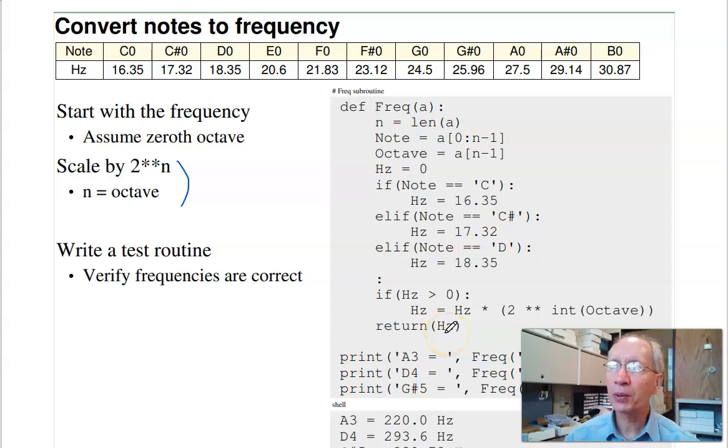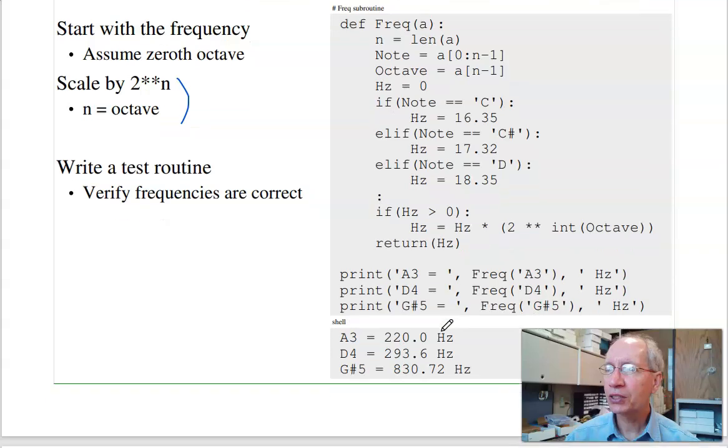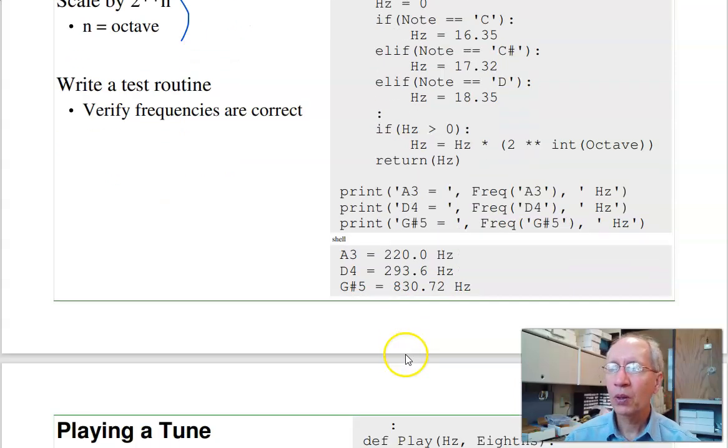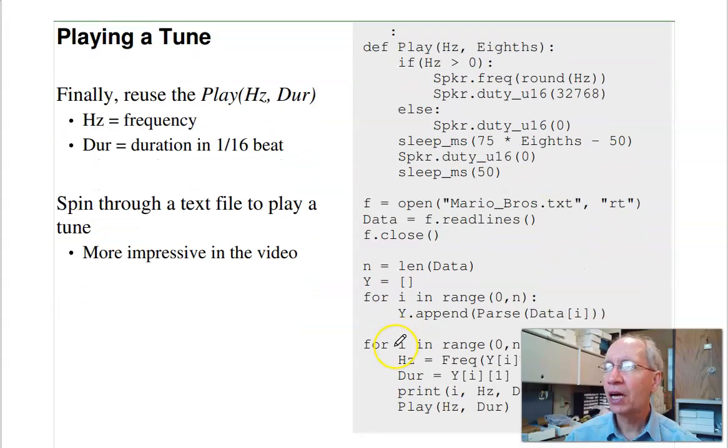Now, anytime you write a program, you want to test it, so let's try that. If I have the note A3, it is 220 hertz. That's correct. If it's D4, 293.6 hertz. Also correct. G5 sharp, 830.72 hertz. Okay, so now that that works, I can play a tune.